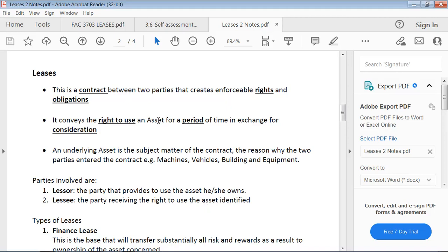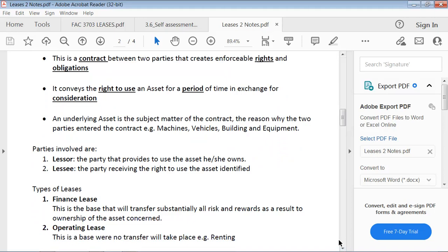So we have two parties that are involved, and we use these two terms. We use lessor, which is the party that provides the asset, so that will be the owner of the asset. And then you are going to get the lessee, which is the party receiving the right to use. So you are given an asset to use for a period of time, and in turn, I'll get a consideration for lending you the asset for the specified time, depending on what the contract states. So you need to familiarize yourself with these two terms: lessor, lessee.